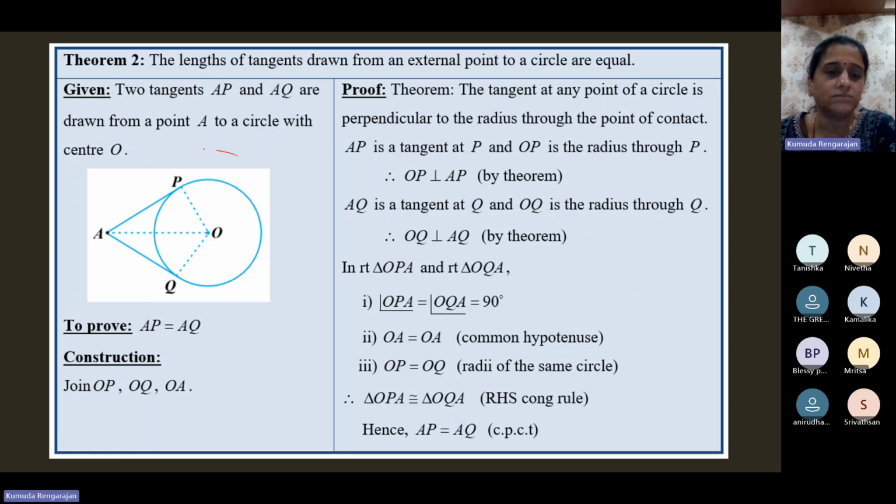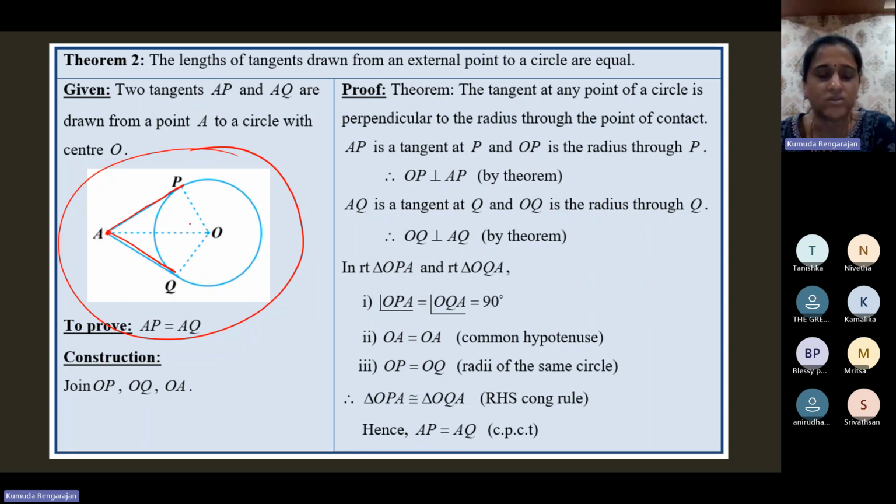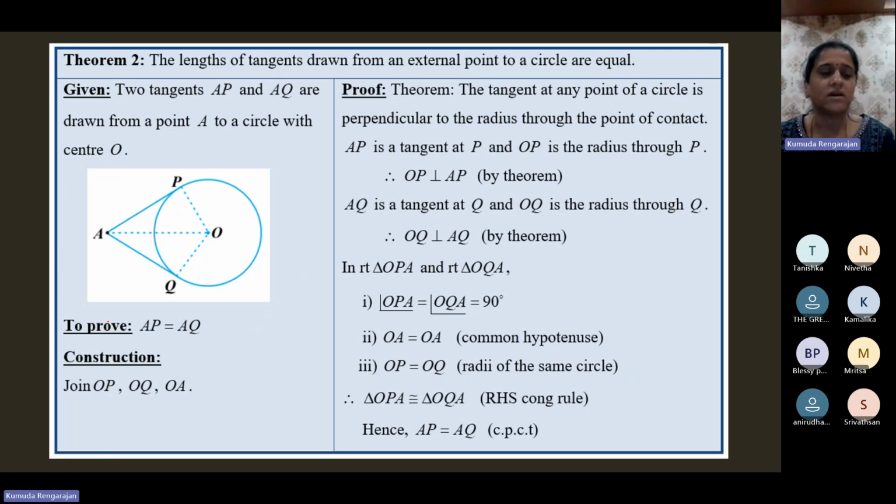In this figure, you can see a circle with center O. A is the external point. AP and AQ are the two tangents from the external point A to the circle, meaning they are tangent segments. AP is a tangent segment, AQ is another tangent segment. We need to show that these two tangents are equal. The tangents drawn from the external point to the circle are equal. AP is equal to AQ. This is a statement which is true.